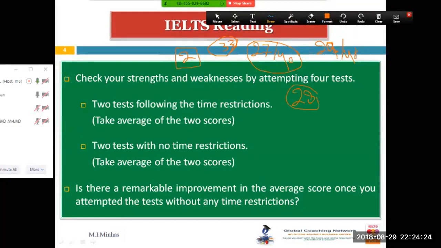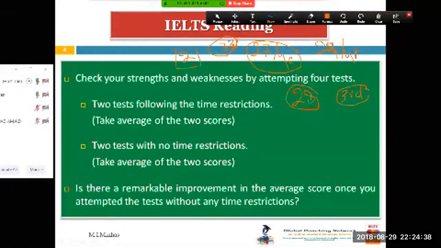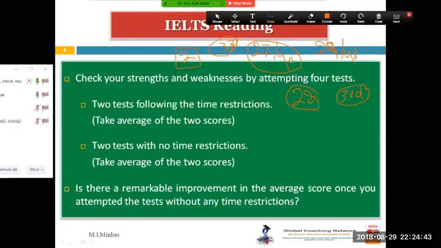Now, after this, you attempt another test, a third test. But for this third test, don't put any 1 hour limit on it. If you need to read a passage 10 times, you read it. If you want to attempt this test in 6 hours, you take 10 hours even. After getting as much time as possible, now check your score. Attempt all 40 questions and check your score.